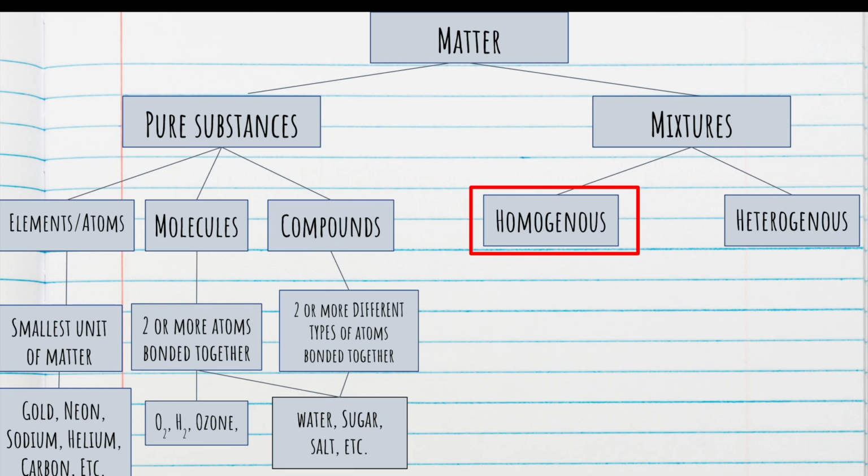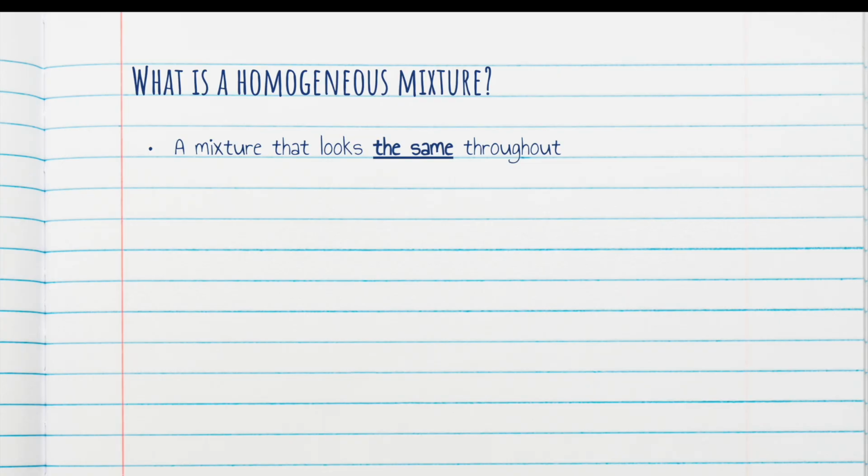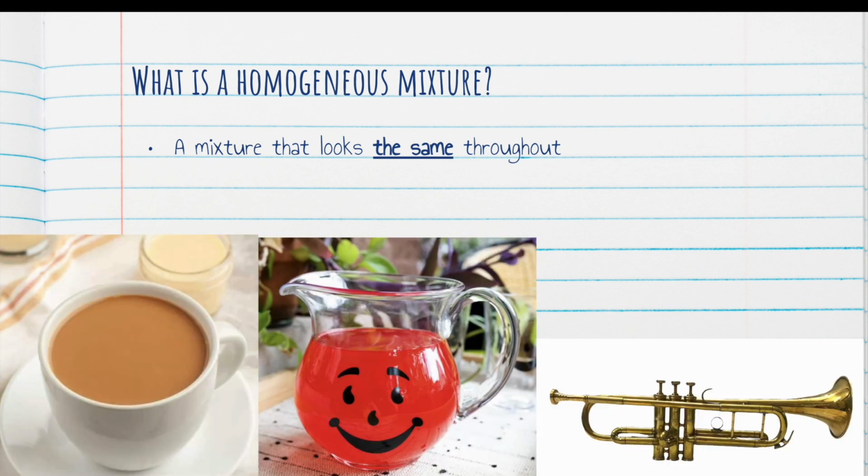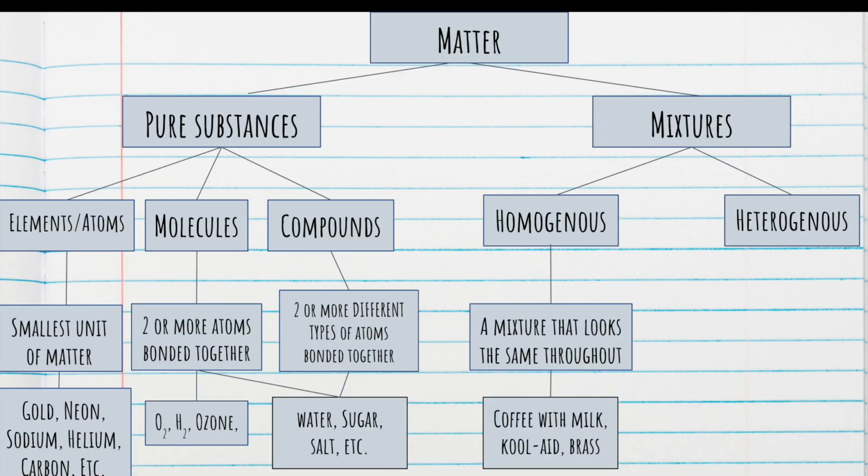Let's focus on the homogeneous mixtures. What is a homogeneous mixture? It's a mixture that looks the same throughout. Examples include coffee with milk, Kool-Aid, and brass instruments. You cannot tell the difference between the individual components in these mixtures, because they look the same throughout. But all of these are actually mixed with a bunch of stuff that can be separated through physical means. They all look uniform, the same throughout, so that makes it a homogeneous mixture. We've added the homogeneous mixtures piece to our concept map.